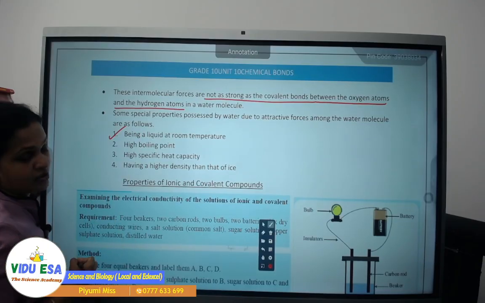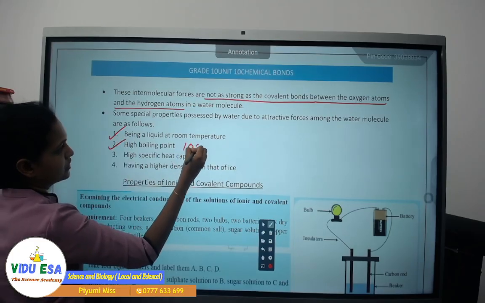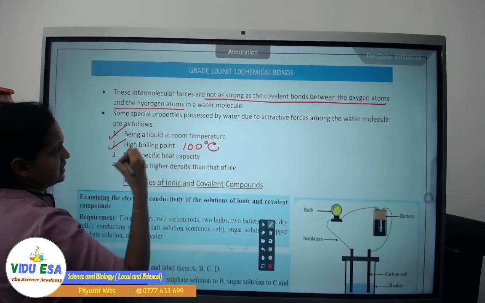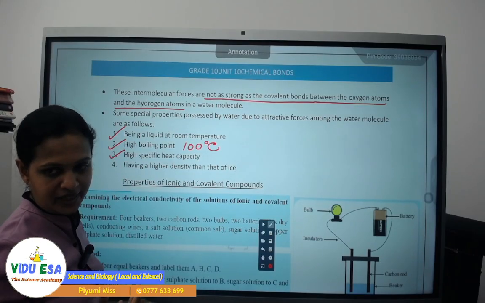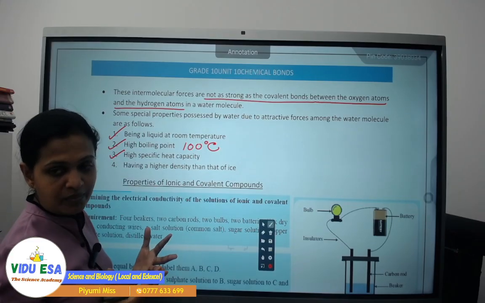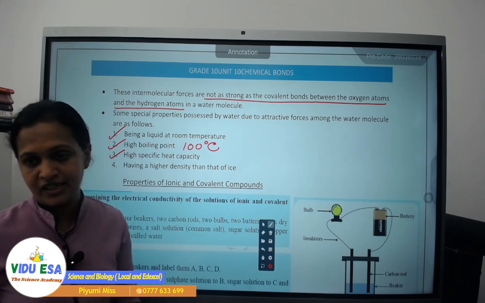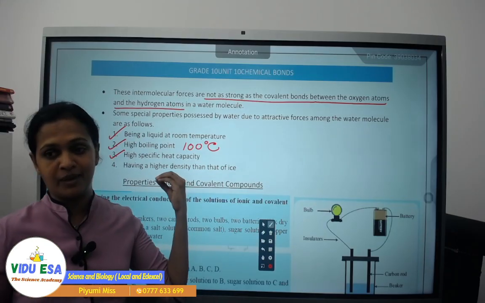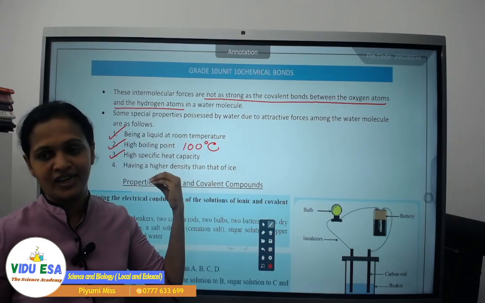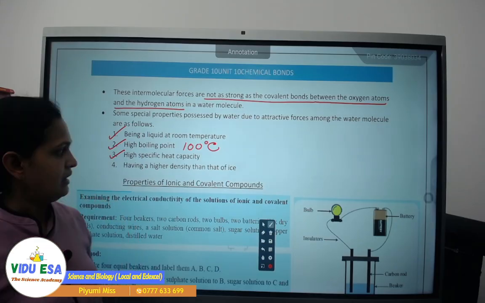Being a liquid at room temperature. Why? It has a high boiling point, that is 100 degrees Celsius. Then high specific heat capacity, you know the meaning. Water can absorb large amount of heat energy without increasing its temperature that much. Simply, right? Water can act as a coolant. Specific heat capacity we defined in grade 11, 9th unit, heat lesson, right?